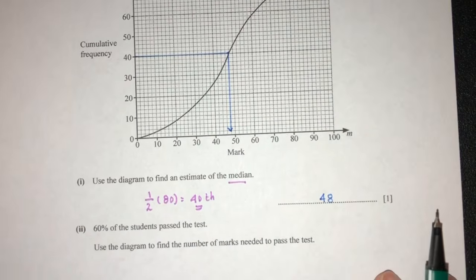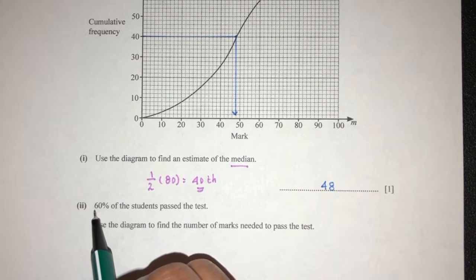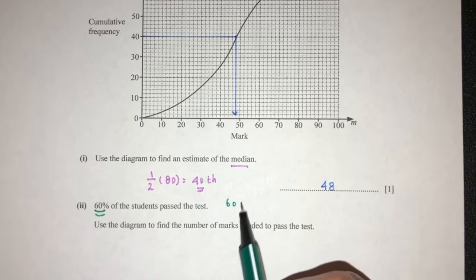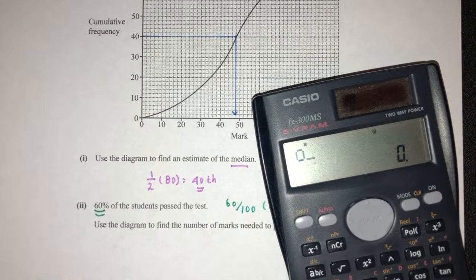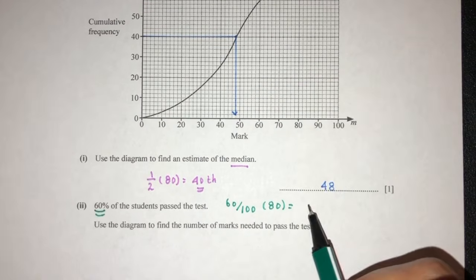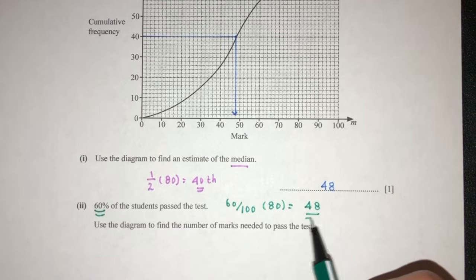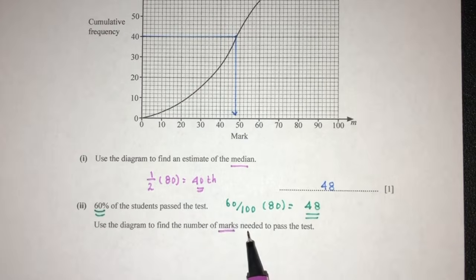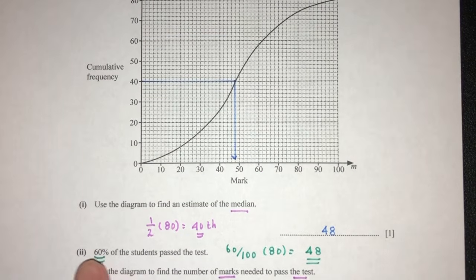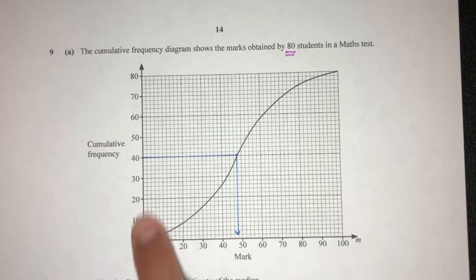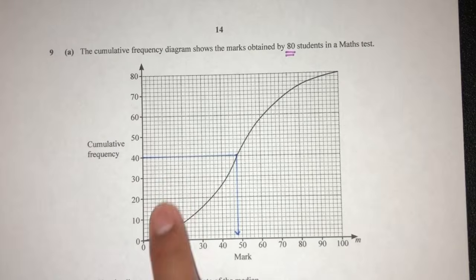Now for part 2, 60% of the students pass the test. So how many is 60%? 60% times 80, because we have 80 in total, that will be 48 people. So 48 people pass the test. Now we have to use the diagram to find the number of marks needed to pass the test. So 48 people pass the test. It means that the bottom people will fail the test and the top people will pass the test. That makes sense.